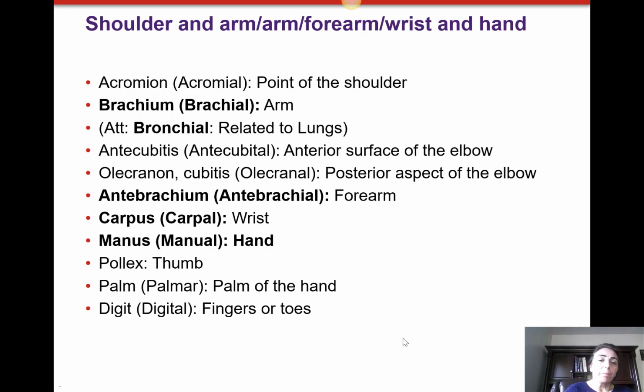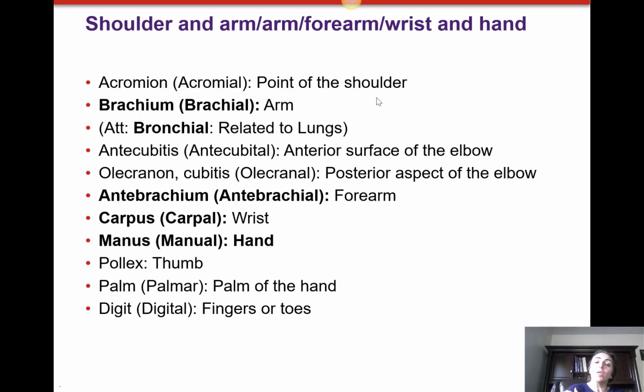So for the upper limb, shoulder and arm, forearm, wrist, and hand. For this area, it starts with the area we call acromion. When we go over the shoulder, we have a bone, we call it the scapula, and we see all these areas over those ones. Just get familiar with these terms. We have an area we call acromion. That's the point of the shoulder in this area.